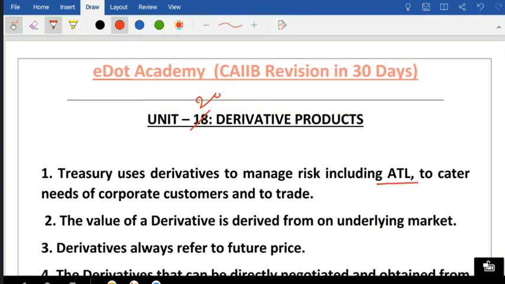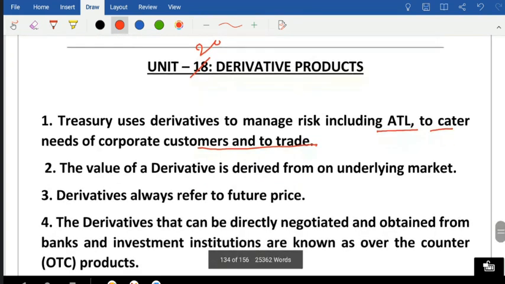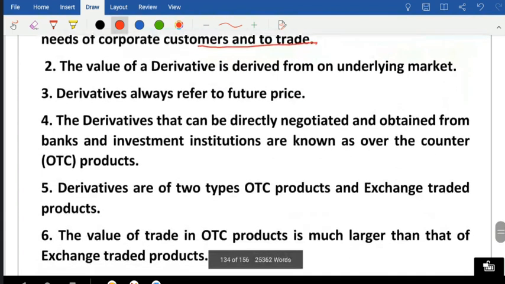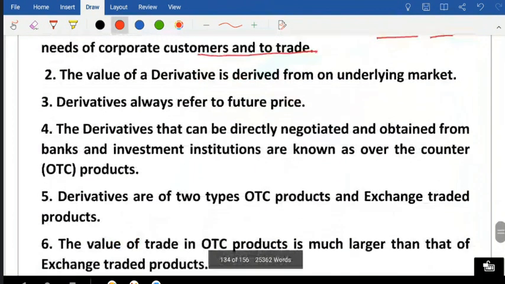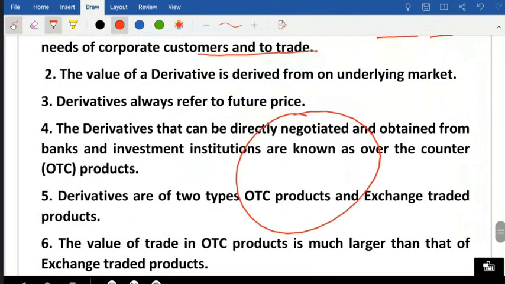Okay, to cater to the needs of corporate customers and trades, because they issue the derivative so that the loss can be mitigated. The value of a derivative is derived from the underlying market. That means when you derive a basket of commodities, their rate will be dependent on the underlying market. Means whatever commodities you have put in one basket, from where the commodities have been derived, the rate will be dependent on that commodity.